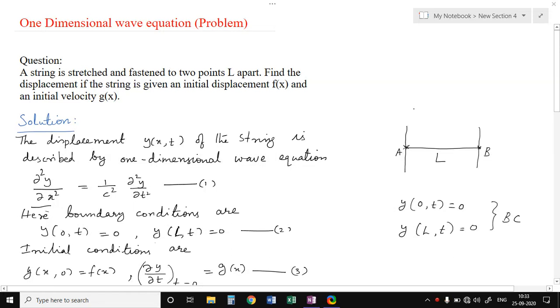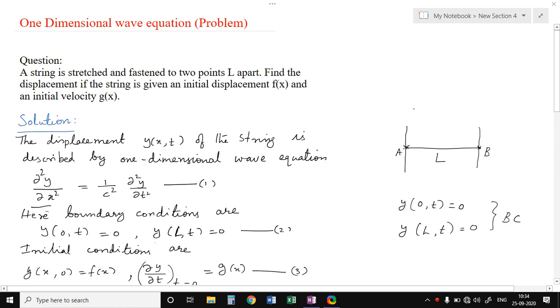In my previous video, I had derived the one-dimensional wave equation. Also, I have explained finding the solution of this one-dimensional wave equation using the method of separation of variables. Now here, I'll explain one problem in which initial conditions are given. So this is the question.